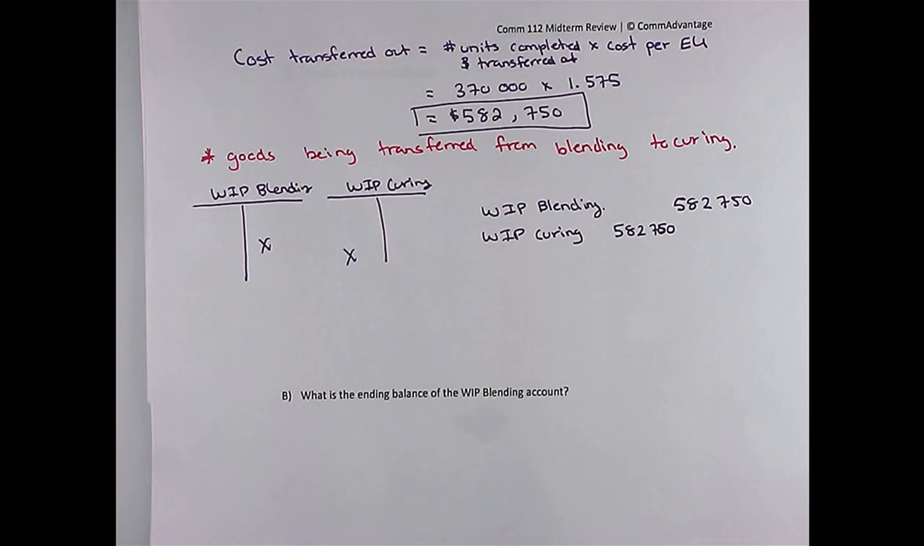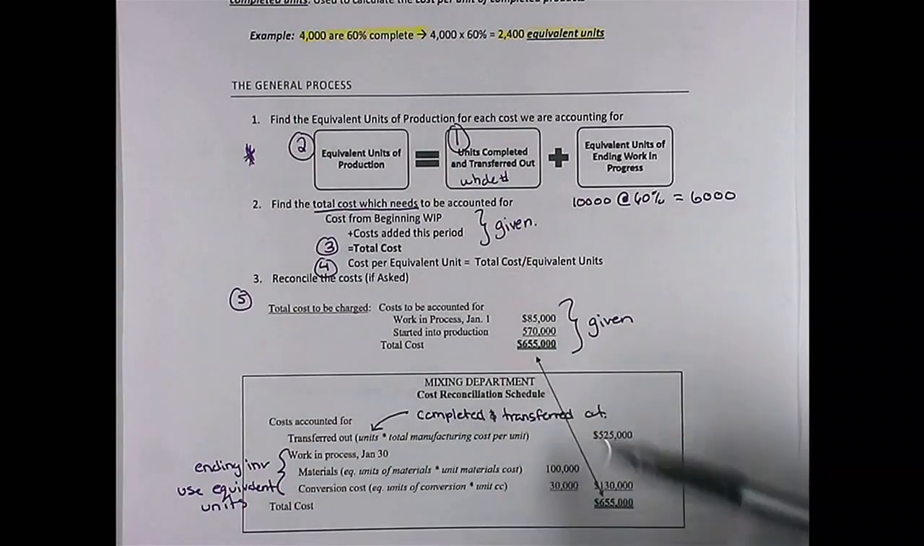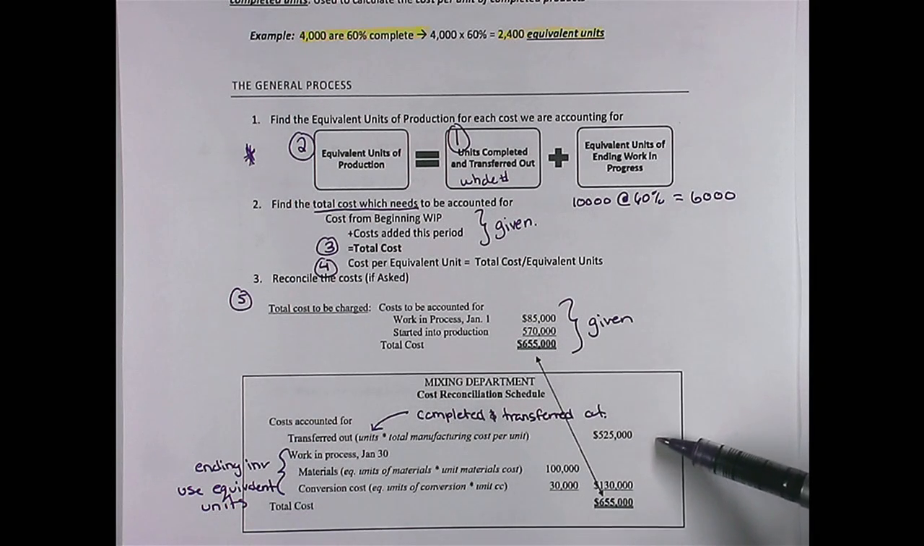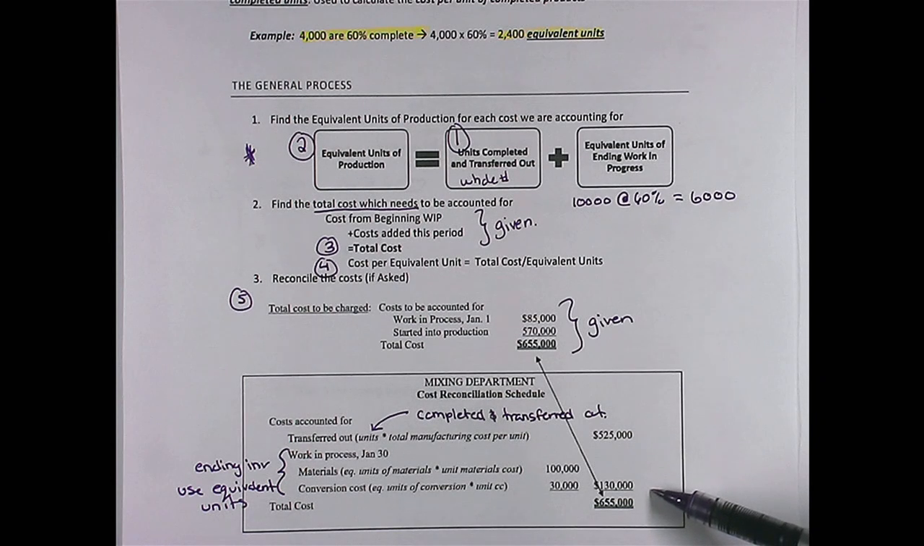So then it asks us, what's the ending balance of our work in process blending account? What we're actually being asked here to do, guys, is when it comes to that reconciliation of our costs, right? When we're trying to reconcile and we have those costs that need to be charged, what we end up having is that cost of things transferred out and then the value of that ending work in progress. They're just making us do this reconciliation piece by piece.